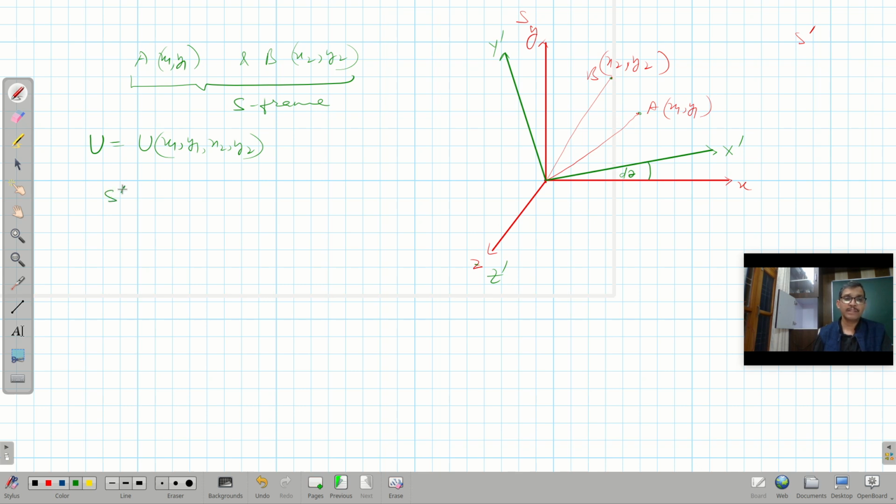Now we have also considered another frame of reference, S prime, and this frame is obtained by rotating the xy plane about the z axis, it is the z axis, not the z prime axis, through a small angle d theta, right? So this is it.